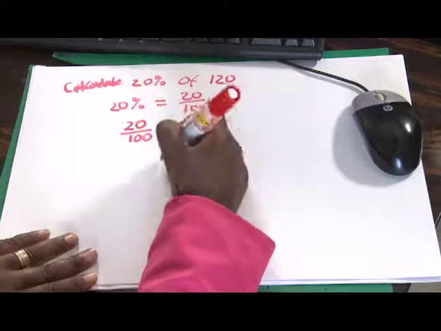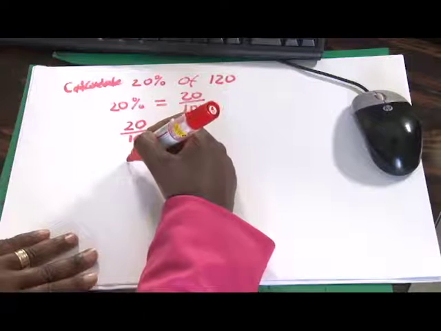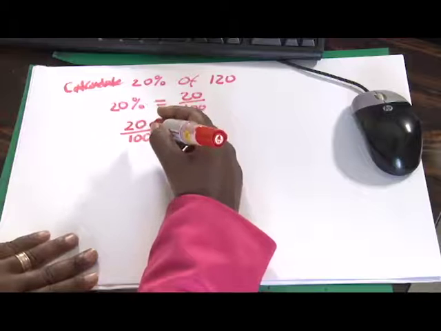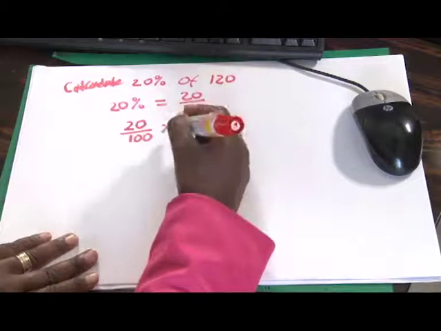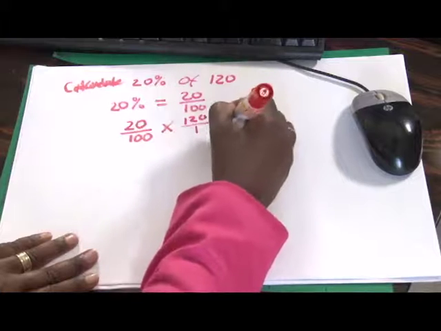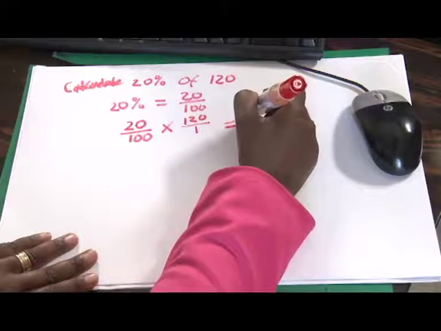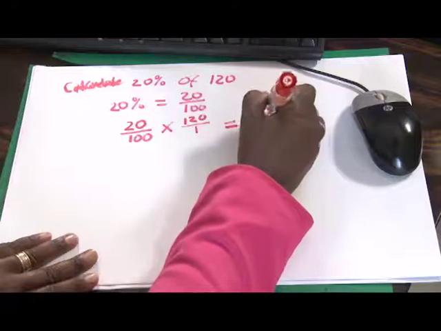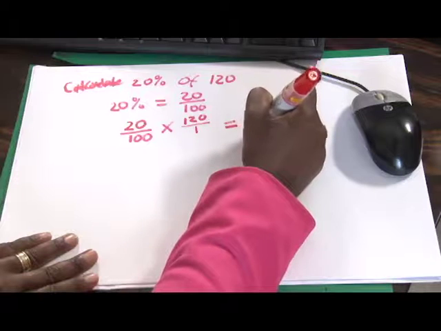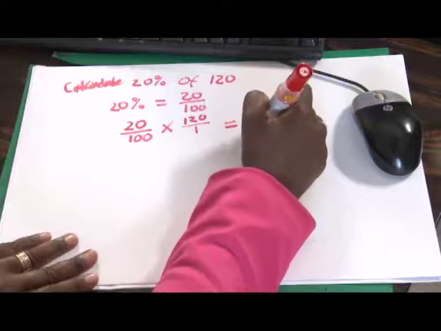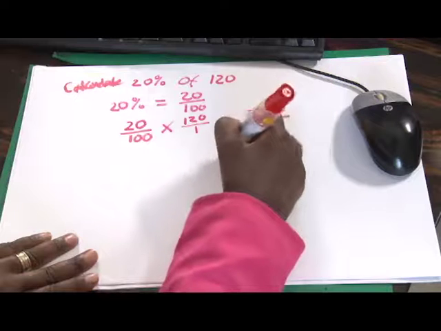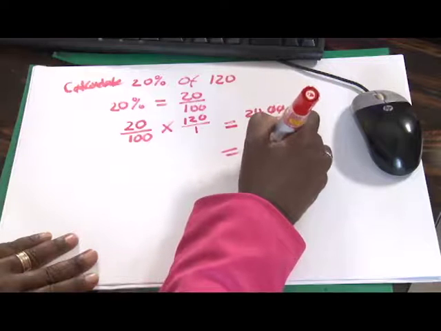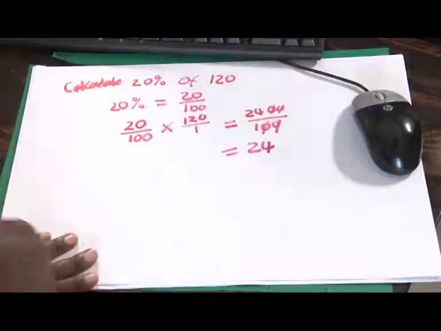Then we have here, if we cross multiply, it's 20 times 120, which is equal to 2400 divided by 100. And then the 0s cancel, so we have 24 as our answer.